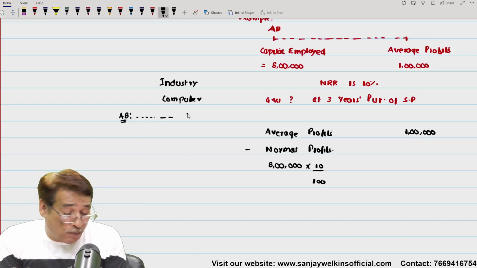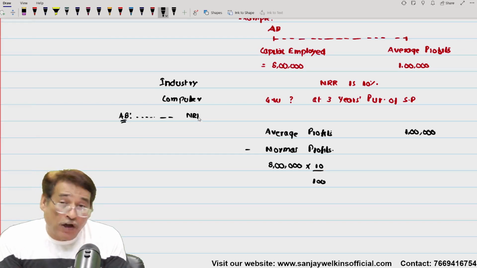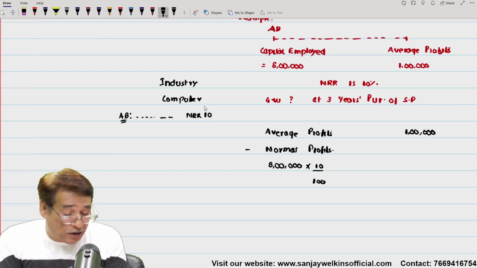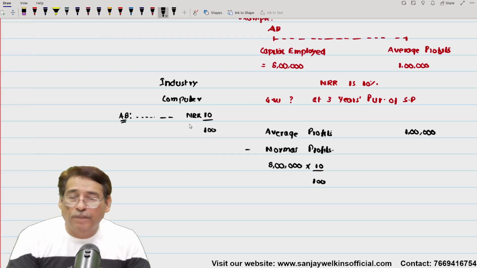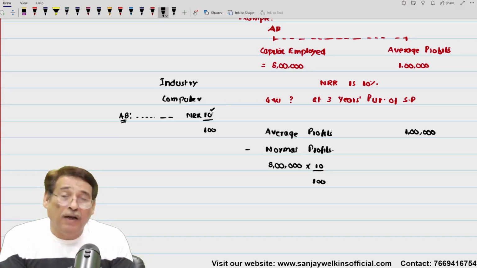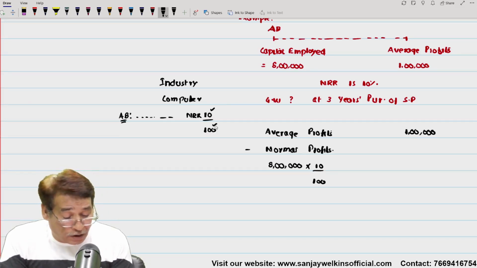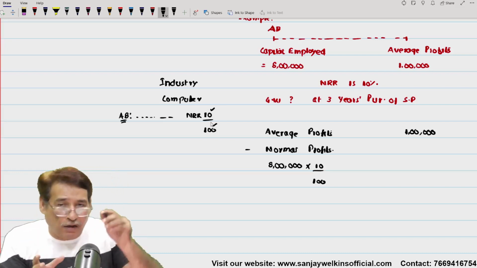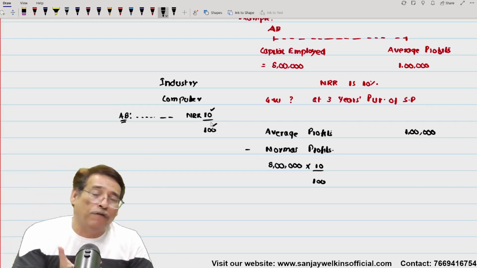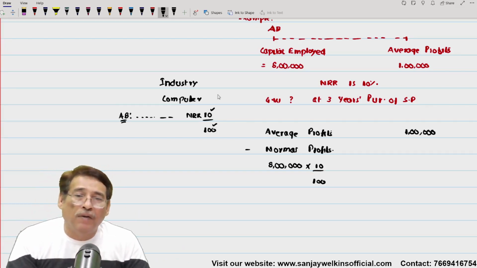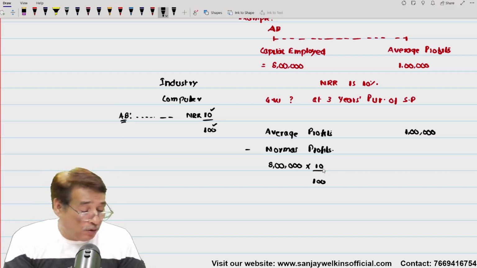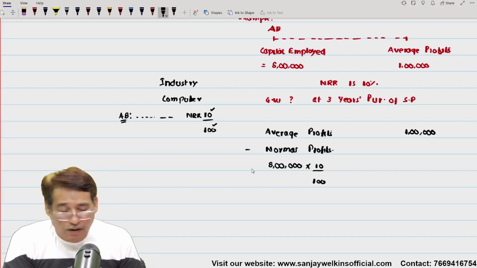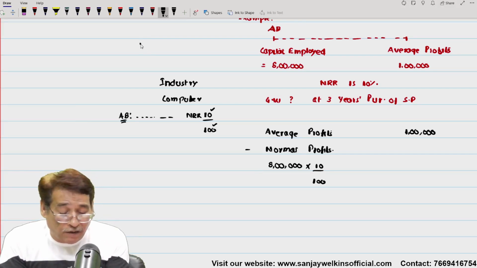And when I say normal rate of return is 10%, what do we mean by normal rate of return? That means in this industry, normally, profits are equal to 10 against a capital of 100. When we say normal rate of return is 10, that means by investing rupees 100, we get a profit of 10 in this industry. Is it clear to you? So, what is the normal profit? Normal profit is that on an investment of 100, I will get only 10.